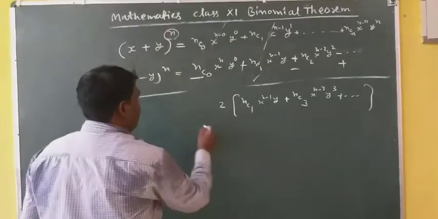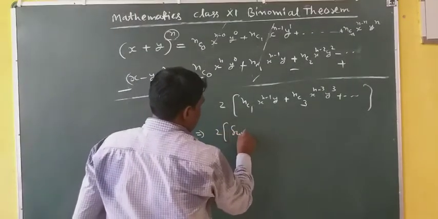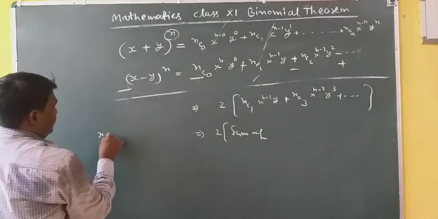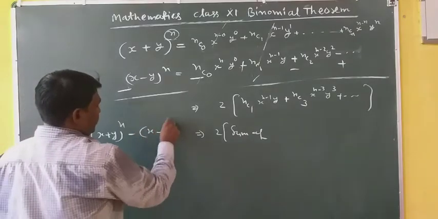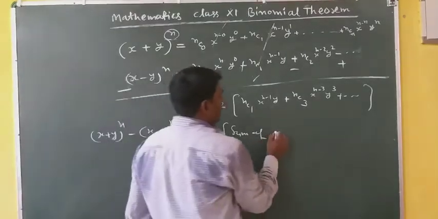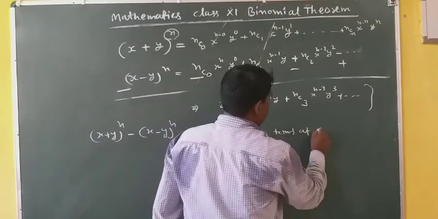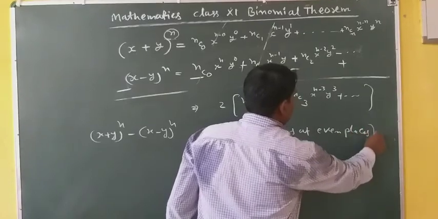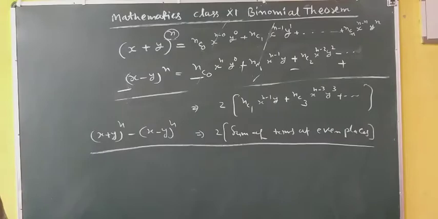In this way, (x plus y) power n minus (x minus y) power n is equal to 2 into sum of terms at even places. Sum of terms at even places.